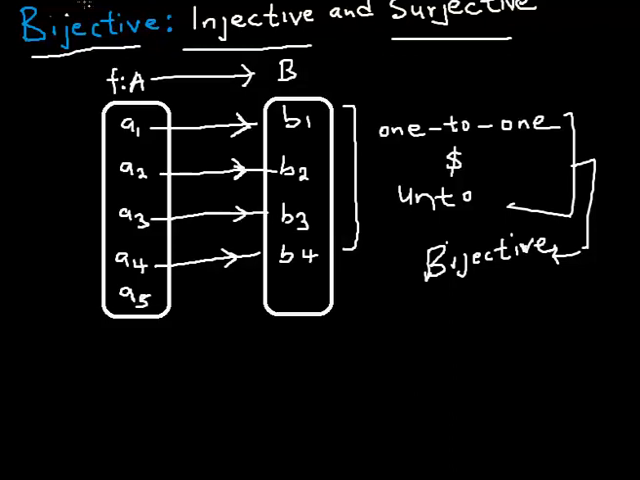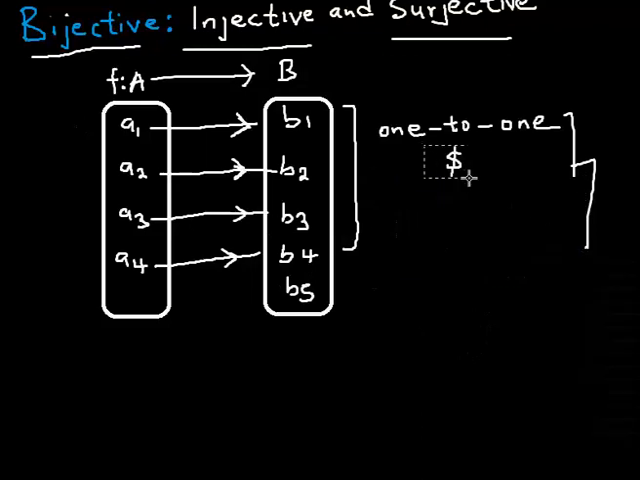But in a situation where, let's say, I remove this, and here now I have a b5 that is not mapped to anything at all. B5 is not mapped. Then invariably I can simply say that yes, though this particular function is one to one, it is not onto.